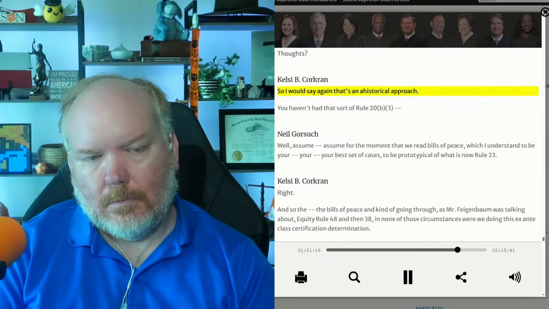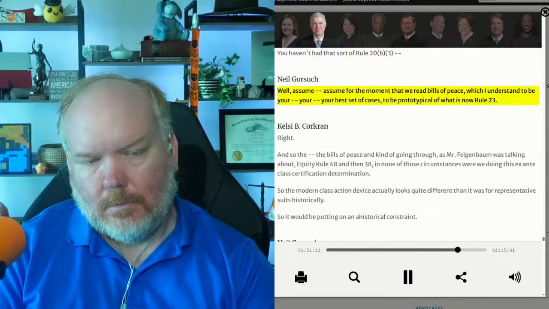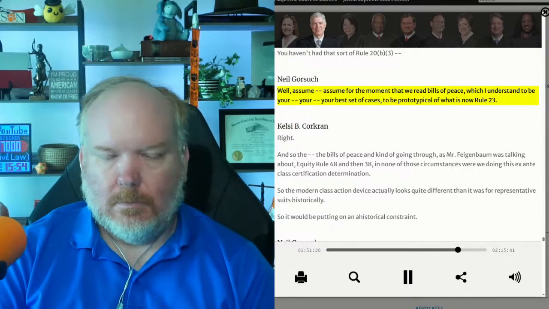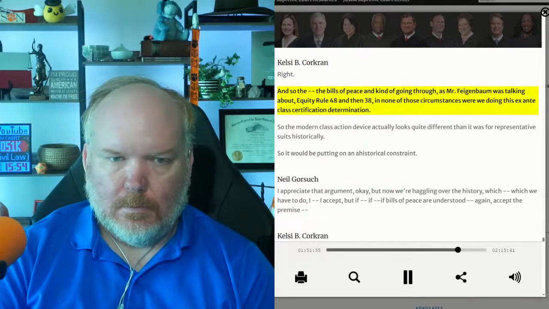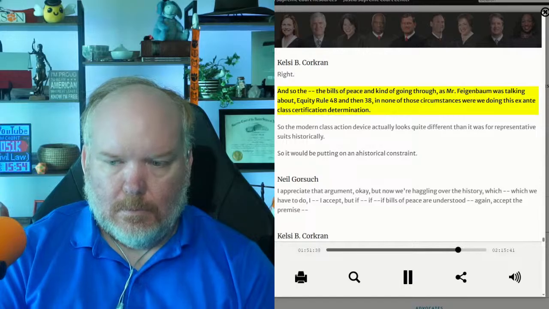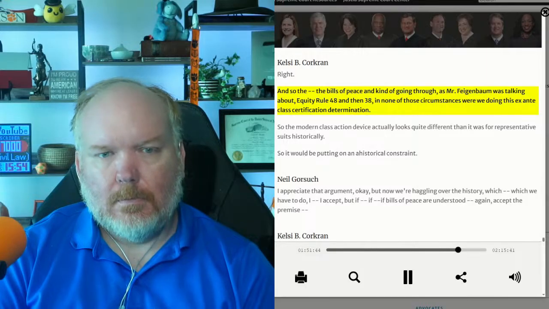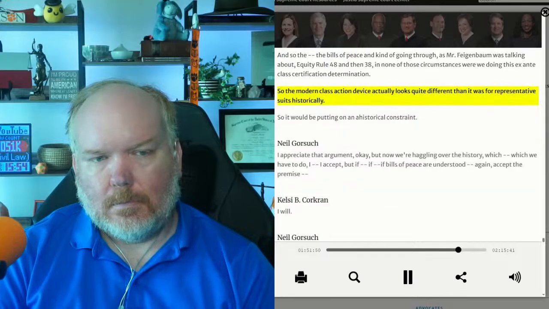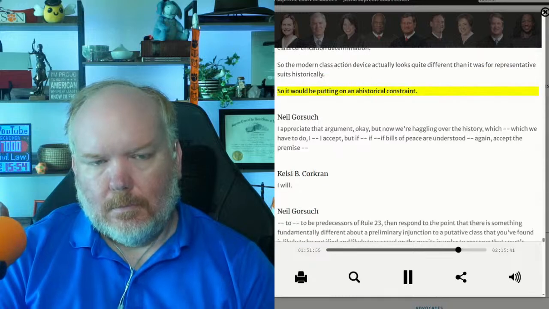Thoughts? So I would say, again, that's an ahistorical approach. You haven't had that sort of Rule 23 assume for the moment that we read bills of peace, which I understand to be your best set of cases, to be prototypical of what is now Rule 23. Right. And so the bills of peace and kind of going through, as Mr. Faugenbaum was talking about, Equity Rule 48 and then 38, in none of those circumstances were we doing this ex ante class certification determination. So the modern class action device actually looks quite different than it was for representative suits historically. So it would be putting on an ahistorical constraint.